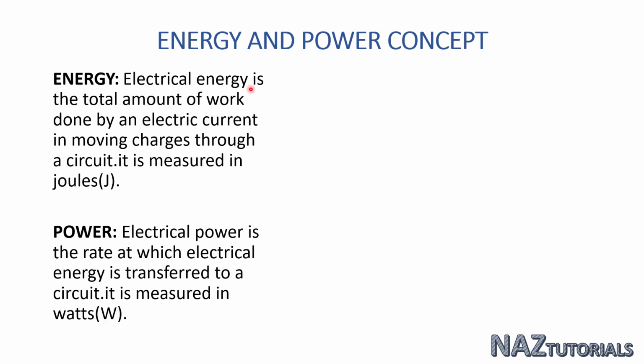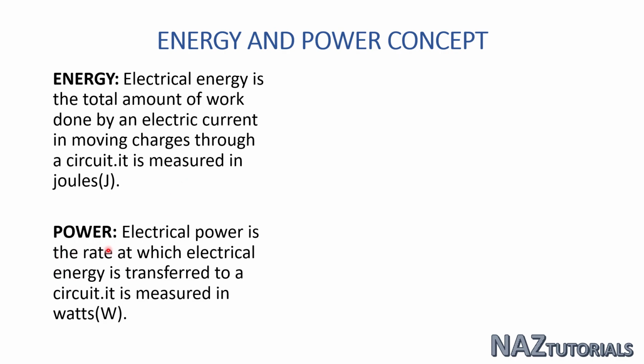So let's see what is an electrical energy. It is the total amount of work done by an electric current in moving charges through a circuit, or you can say it is the total amount of work done for forcing an electric current in a circuit or for moving charges through a circuit, and it is measured in joule.